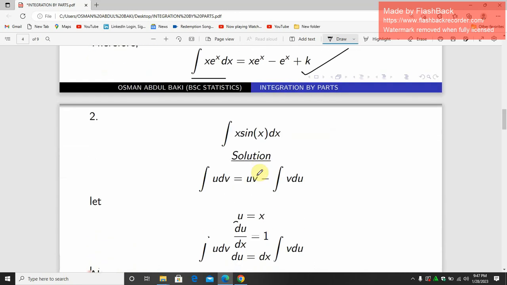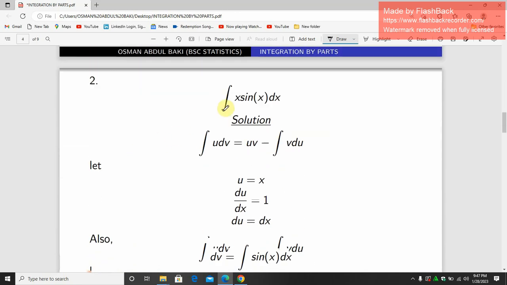Now let's go to question 2. Question 2 states the integral of x sine x dx. So how do you solve this? The same method we use. So we make u to be equal to... sorry, my pointer is disturbing me, sorry. Okay, now.